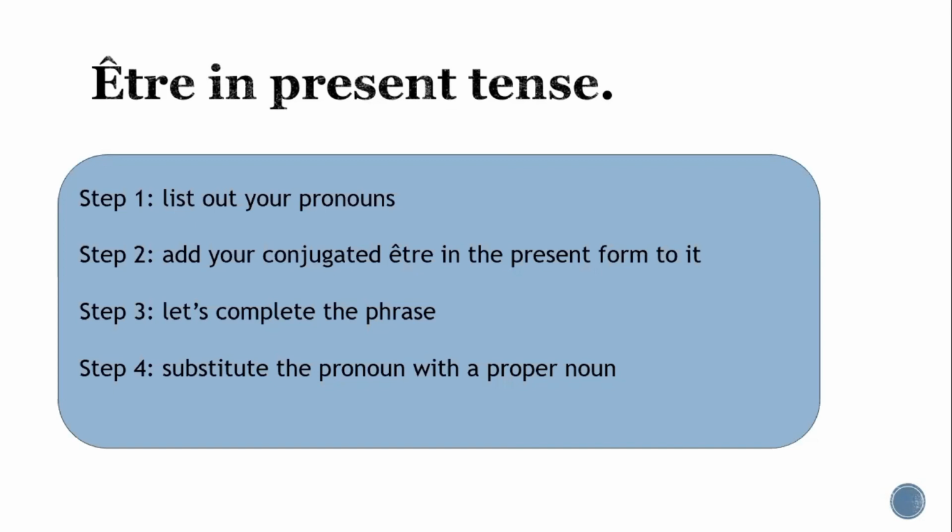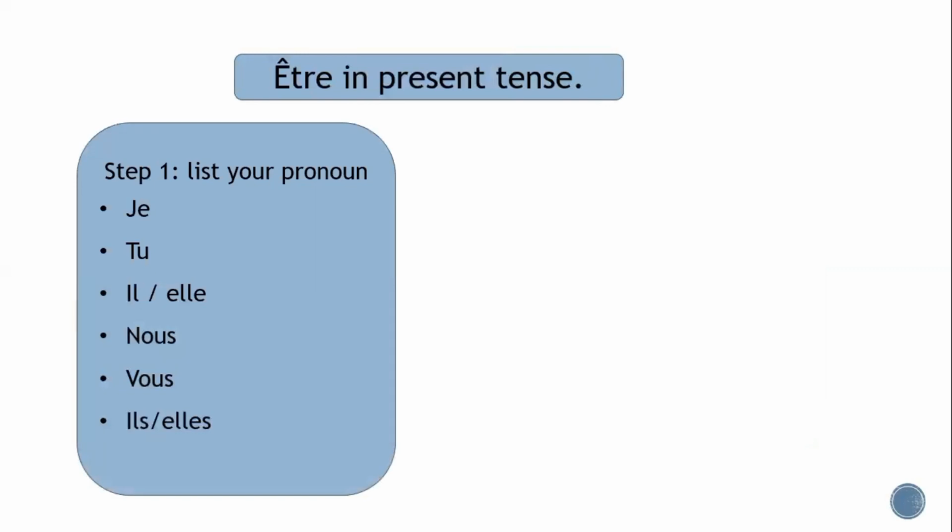That means instead of having I, you, he or she, we'll just have names of people instead, like my sister and I, like Samuel did this, different things like that. Maybe Samuel, Faith, Grace, Tosin are my students. You know, different proper nouns for that. The first step, Samuel has taken us through, and that is listing our pronouns. And we have je, tu, il, elle, nous, vous, ils, elles.